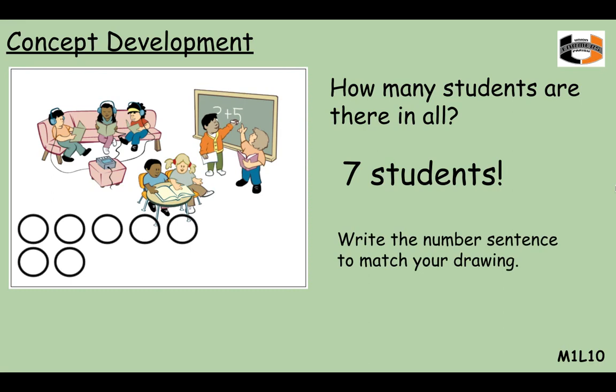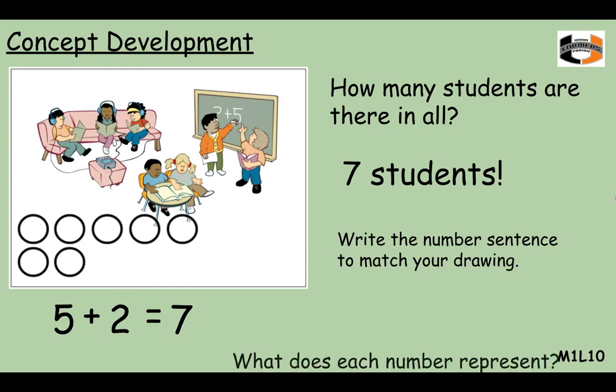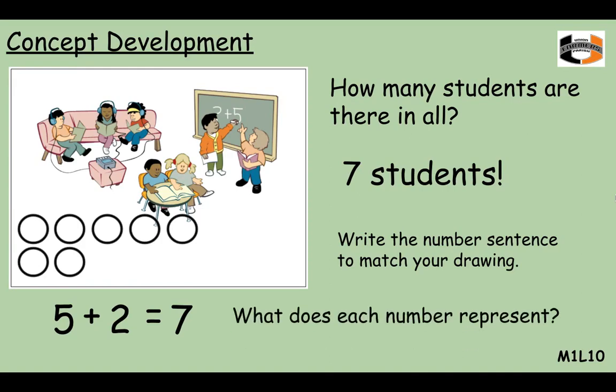We started with the students sitting down. There were 5, and we're going to add the students that are standing up. 5 plus 2 equals 7. What does each number represent? The 5 represents the students sitting down, and the 2 represents the students standing up. So 5 plus 2 equals 7. That is the end of the first math story.